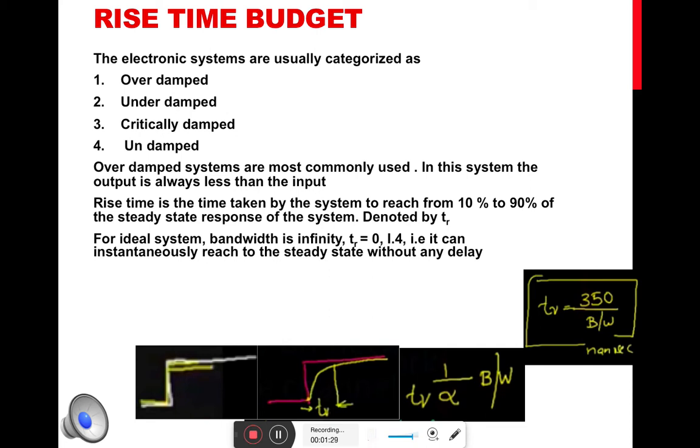And there is another notation for TR. The rise time is always inversely proportional to bandwidth. So ideally, for an ideal system with infinite bandwidth, the rise time is 0. That means the system can instantaneously reach its steady state without any delay. As you can see from the figure, there is no delay for this output to reach the steady state. It can instantly reach its 100% value. And when the rise time is in nanoseconds, we have an equation: TR is equal to 350 divided by bandwidth.